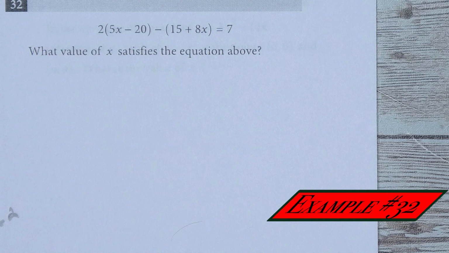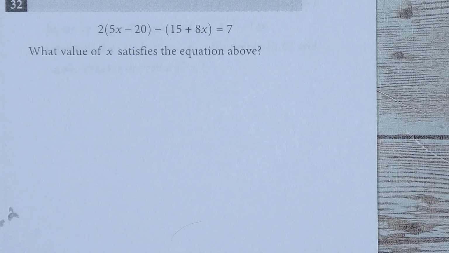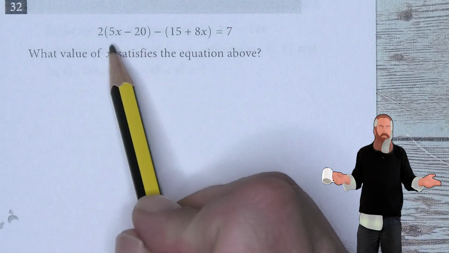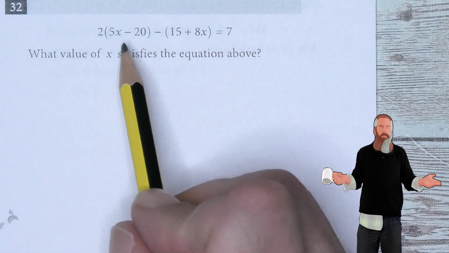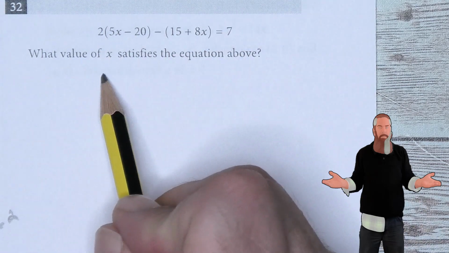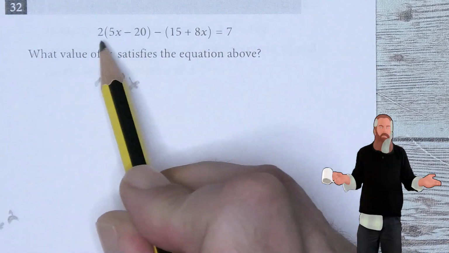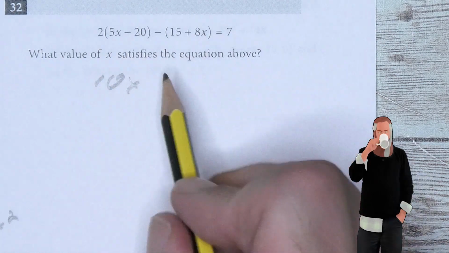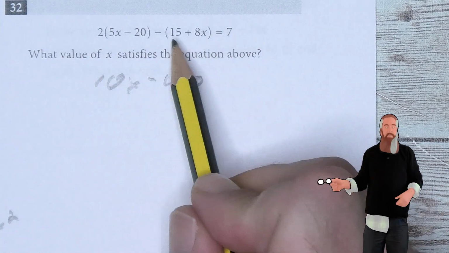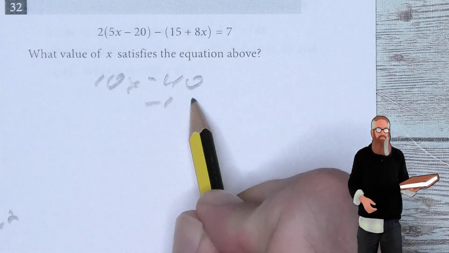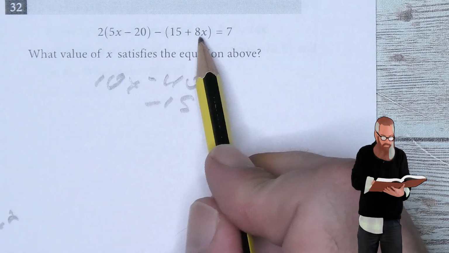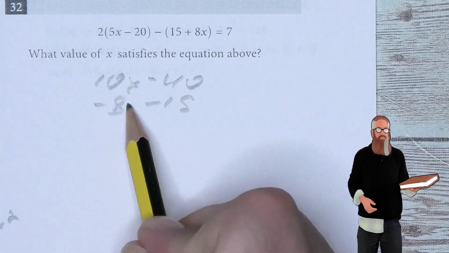What value of x satisfies the equation above? Well, we're going to get rid of the parentheses and combine our like terms so that we have 2 times 5x, which is 10x, minus 2 times 20, which is 40. Now, negative 15, I put it under the 40, and negative times 8x is negative 8x.